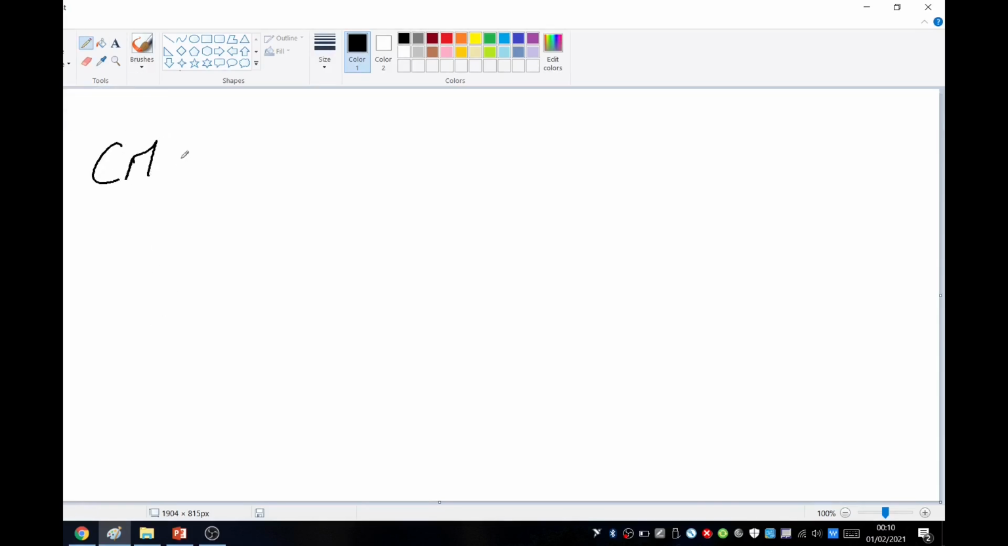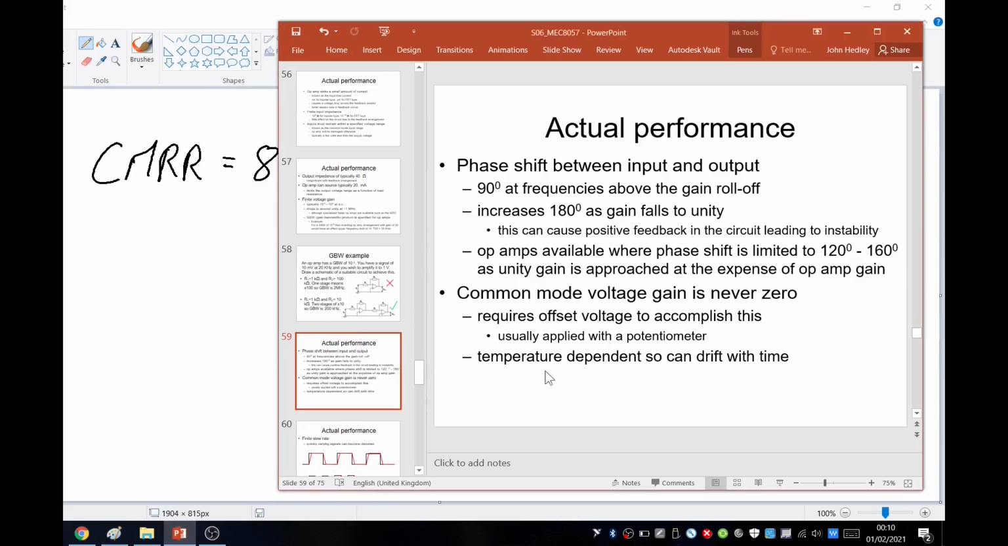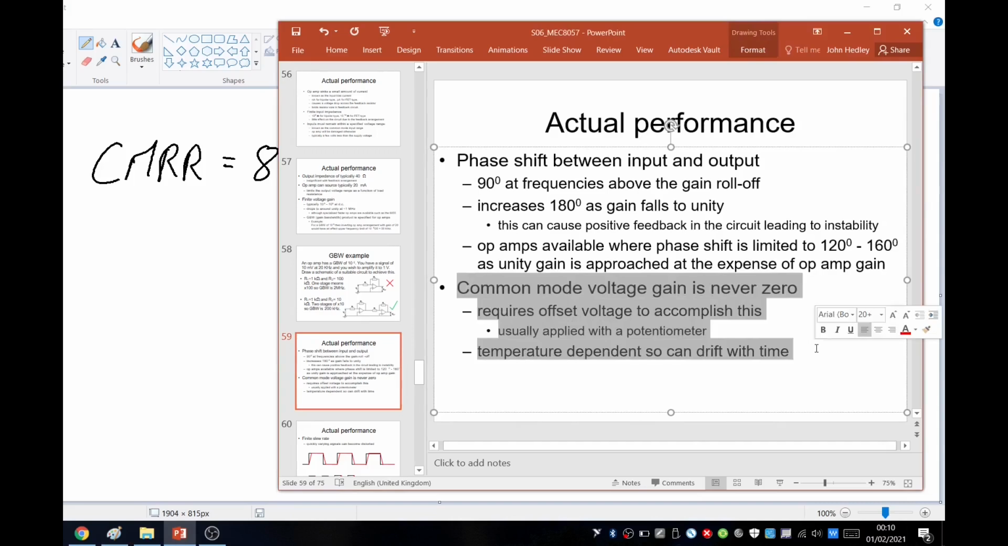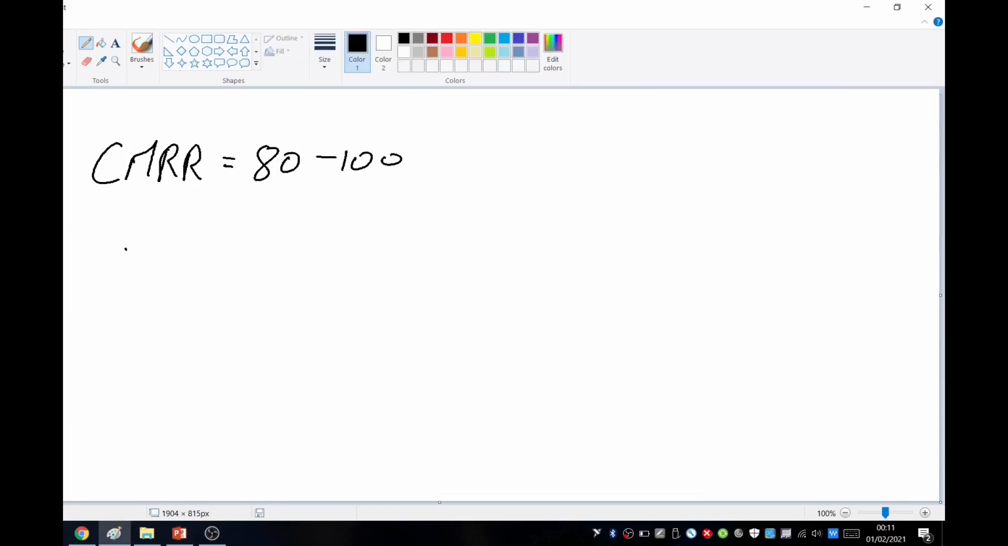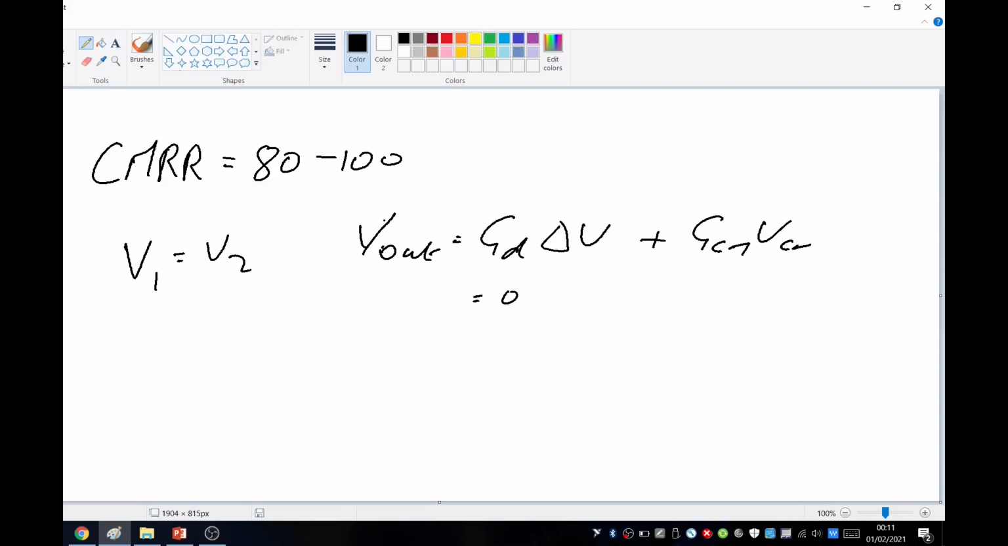Our common mode rejection ratio should be as high as possible. That's a finite value of maybe 80 to 100. So what that means is even if our input voltages are the same, V1 equals V2, then our V out, which equals GD times dV, all that should equal 0 in that scenario. Because we have this common mode voltage gain, we get an extra term there, so we do get an output on this.